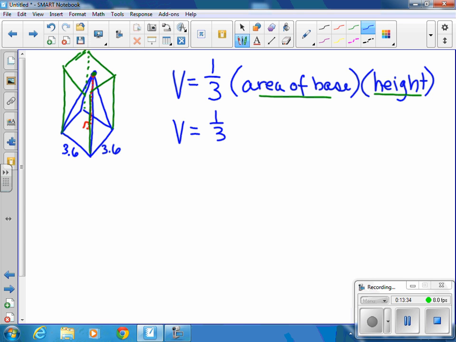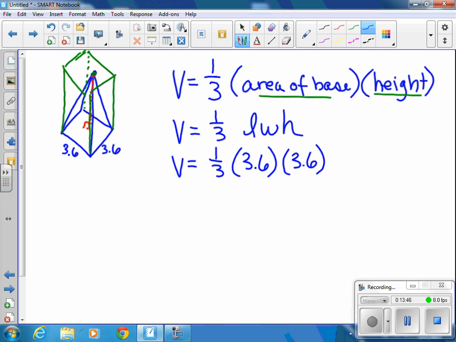We know the area of the base is a square, so it's going to be length times width, and the height of the whole prism. Okay, so now I'm going to plug in my numbers. I have 1/3 times 3.6 times 3.6, because remember it was a square on the bottom this time. And the height is, oh, I'm sorry, I didn't tell you that. The height was 9.